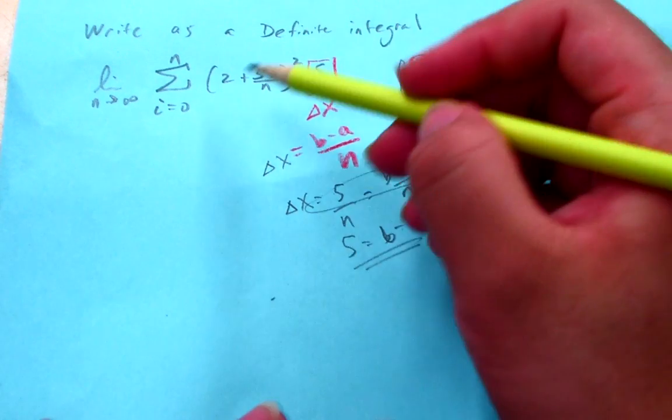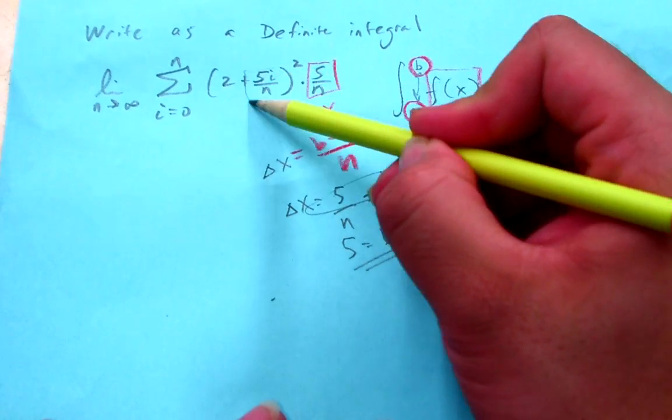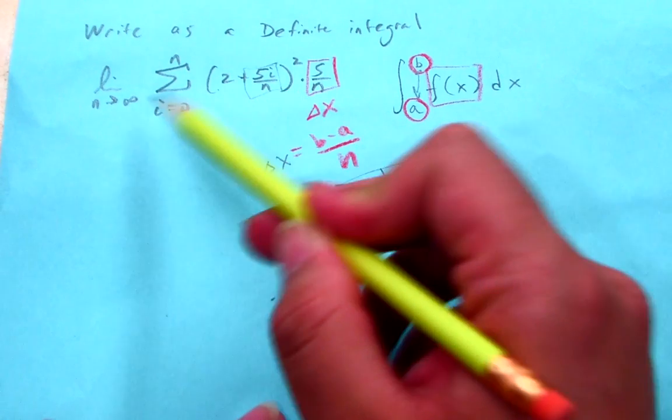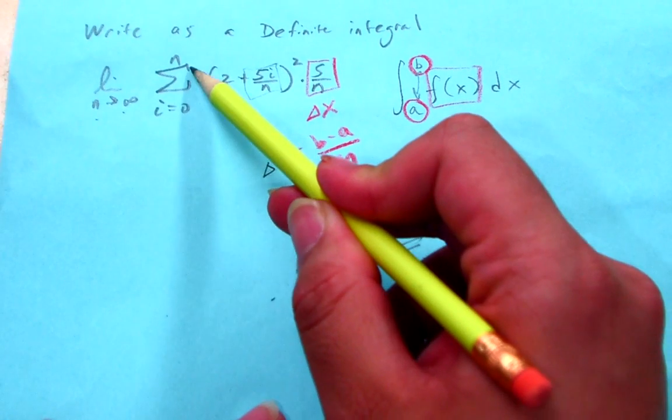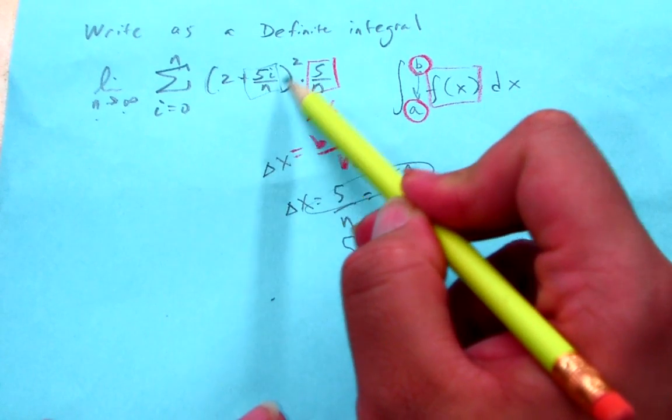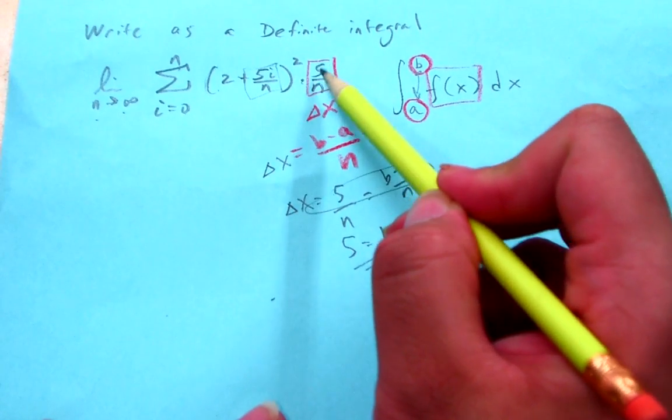That first number is actually very easy to find. It's what your index of your summation is starting from. So in this particular one, we have the limit as n approaches infinity of the summation from 0 up to n of the quantity 2 plus 5i over n, quantity squared, times 5 over n.